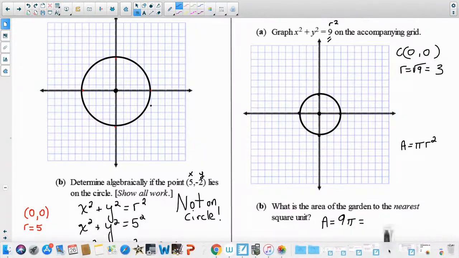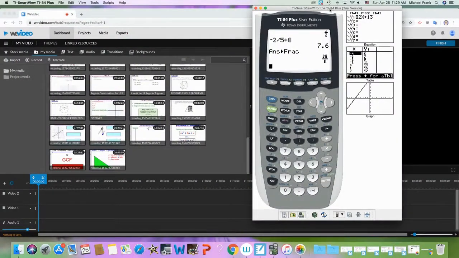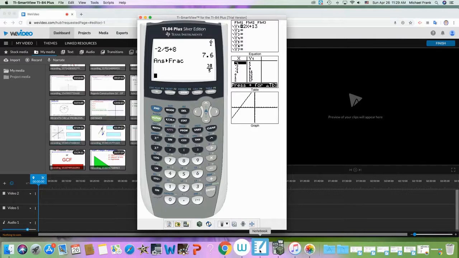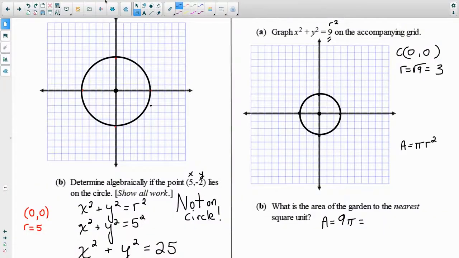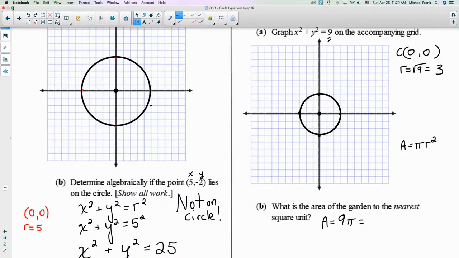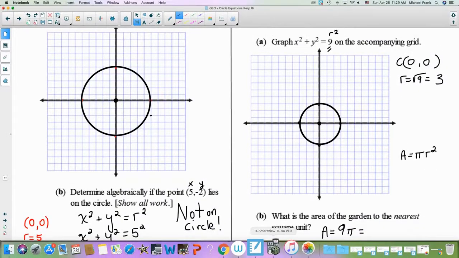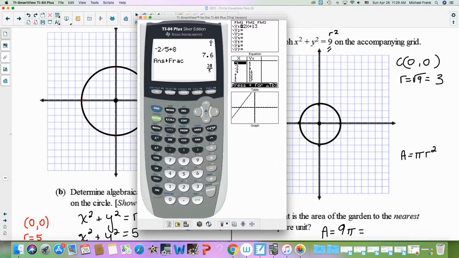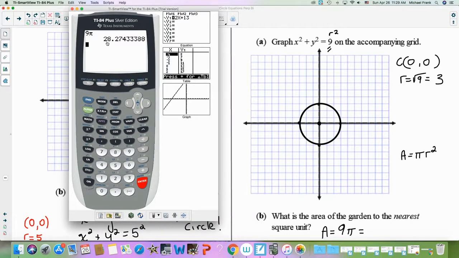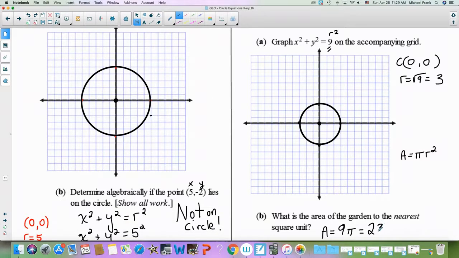So we are going to go to our calculators now. All right, bring this up. And I'm just going to put into the calculator, clear this out, 9 second pi, enter. And set to the nearest square unit, which means the nearest whole number, which would be equal to 28 square units.